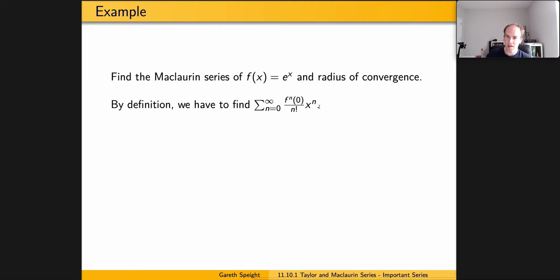x to the n is there because it's a power series. It depends on x. n factorial depends on the index of the sum. It's not something we have to find. So we just have to find f^(n) of 0.